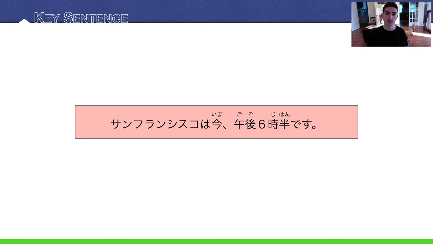All right, we come back to our key sentence. San Francisco は今午後6時半です. Which you should now know means in San Francisco right now, it is 6:30 p.m.